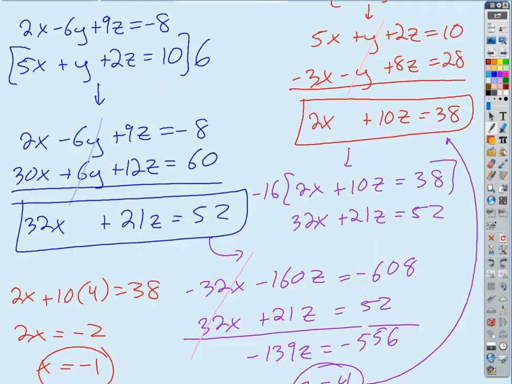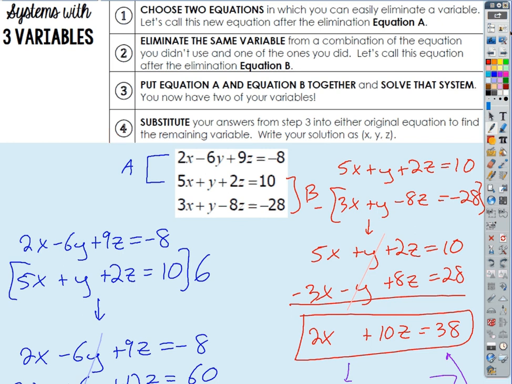So now all I've got to do is go back up here and pick the easiest one. How about this guy right here? We're going to plug those values in for x and z and solve for y. So it was 5 times 4 plus y plus 2 times negative 1 equals 10. So what's that give me?